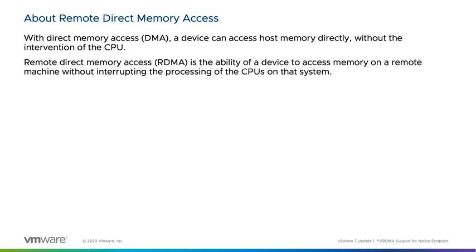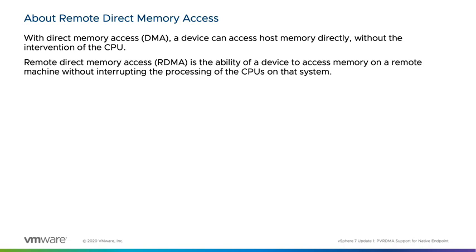With direct memory access, DMA, a device can access host memory directly without the intervention of the CPU. Remote Direct Memory Access, or RDMA, is the ability of a device to access memory on a remote machine without interrupting the processing of the CPUs on that system.